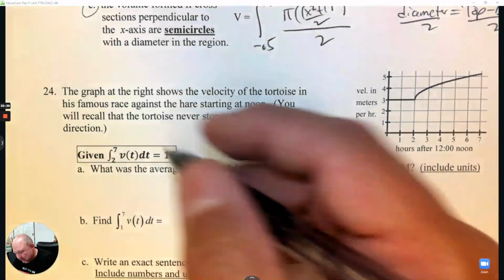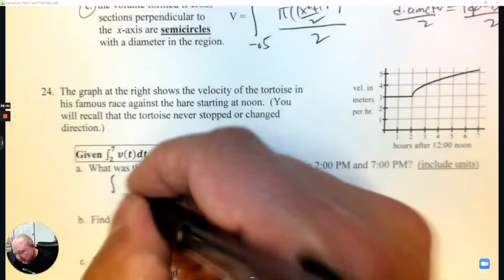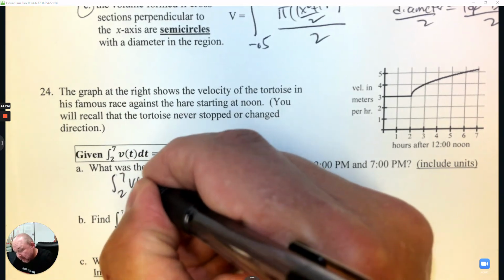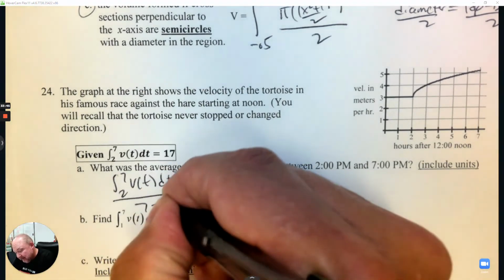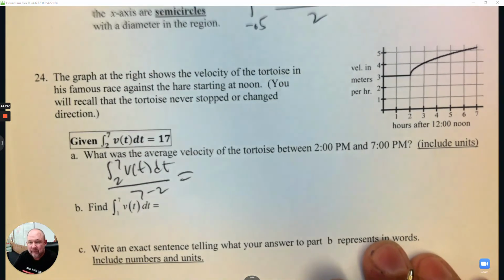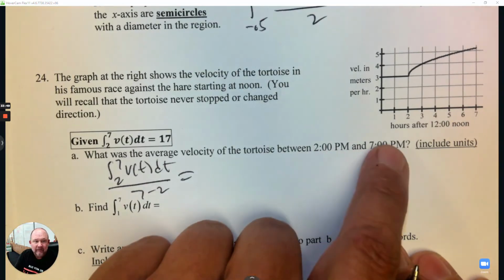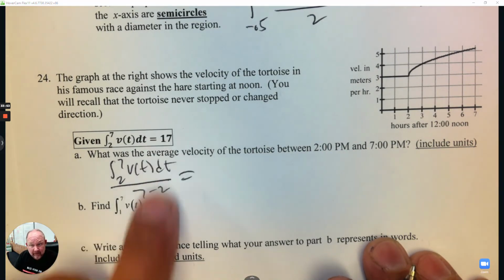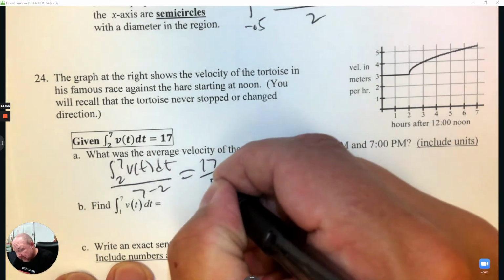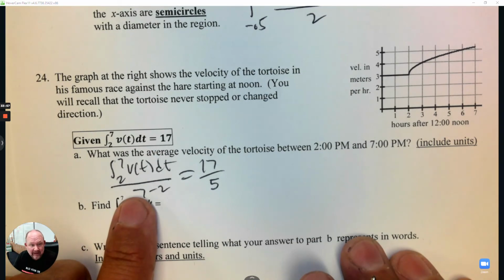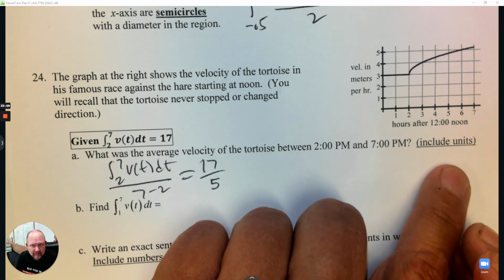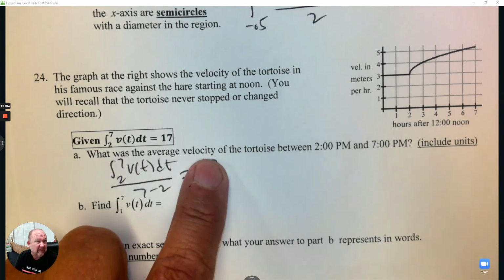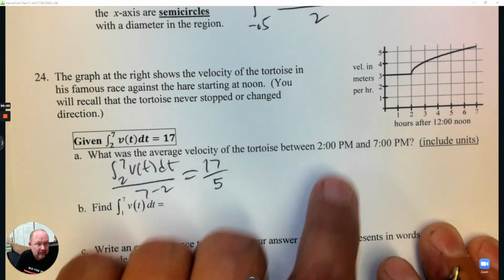So that's an integration question where we integrate from 2 to 7. So we're going to integrate the velocity and divide by the difference of the bounds. Well, the numerator, we're told the answer is 17. So it's just 17 divided by 5. And what are the units? Well, the average velocity would be velocity. So it's in meters per hour.